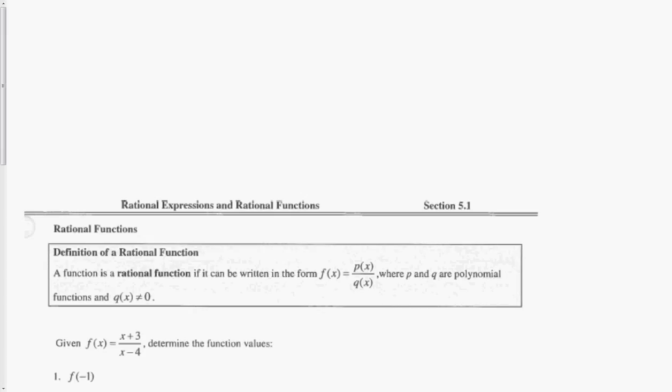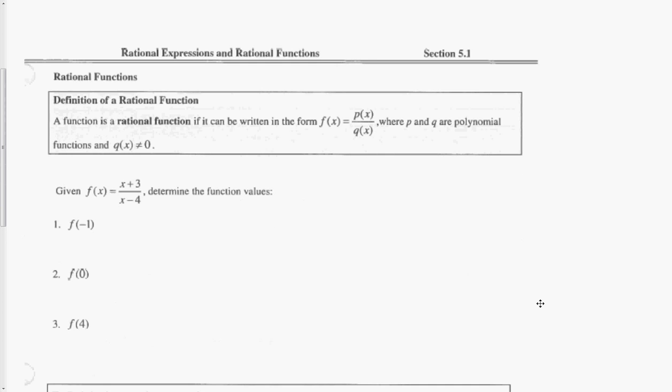All right, we're going to talk about rational expressions and rational functions. Again, this is going to be a little bit different section number than the section number that you see in your workbook. In our new book, I think it's in chapter 7. So don't pay attention to these section numbers. You are looking for the topic, rational expressions and rational functions.